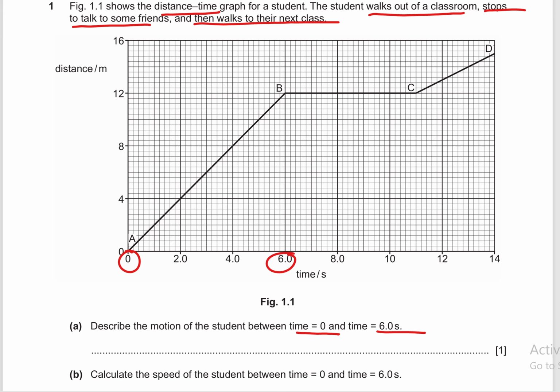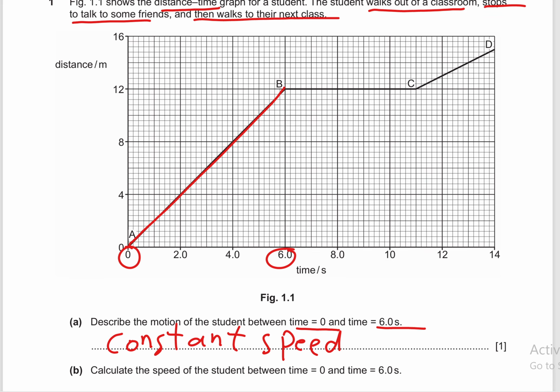Notice the graph here is a straight line going up. This means that the student is moving with a constant speed. Why constant? Because it is a straight line. So I hope it's clear. Let's go to the next question.